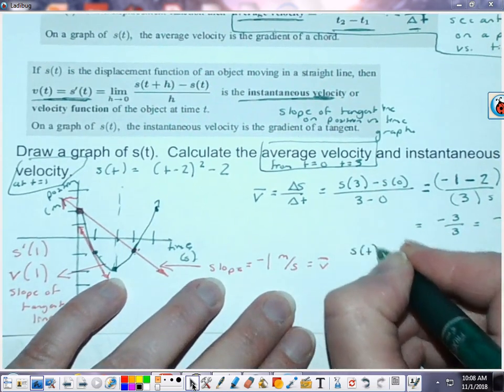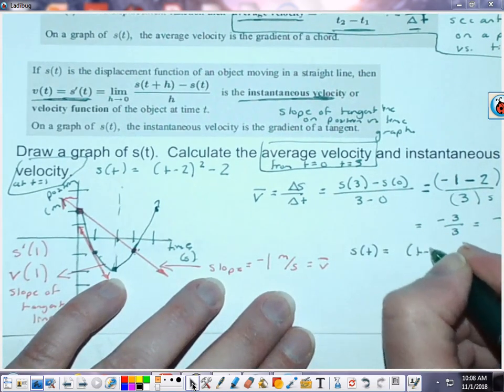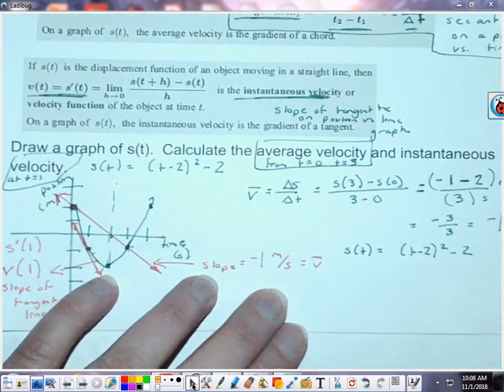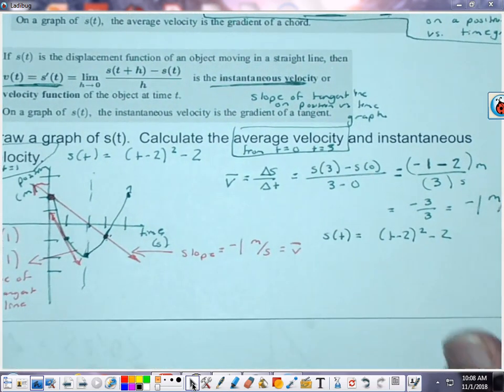So this was our position function. That's what I want to find the derivative of. You've got some choices. You can find the derivative right now because you know power rule and chain rule, or you can multiply it out and then take the derivative of each term one at a time. Chain rule. Okay, let's do it.